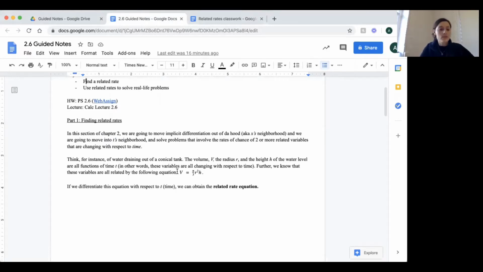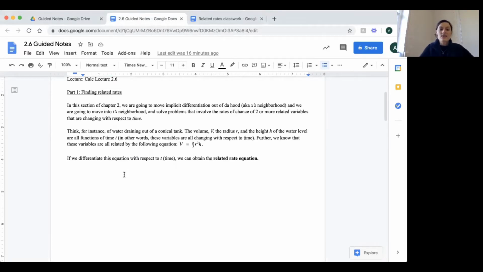So part 1, finding related rates. In this section of chapter 2, we are going to move implicit differentiation out of the hood. So we're moving out of X's neighborhood, and we are going to move into T's neighborhood and solve problems that involve the rates of change of two or more related variables that are changing with respect to time, hence T's neighborhood. Previously, X was our independent variable. Now T is our independent variable. And so we are in T's neighborhood. And if we're not a T, then that means we need to prime ourselves. But that's getting ahead of things.